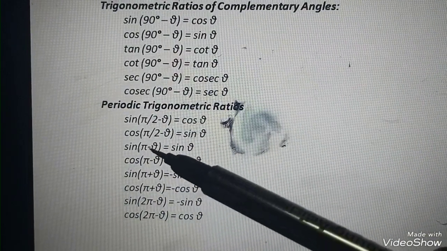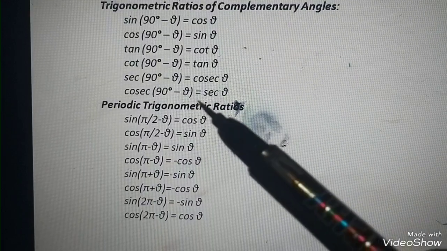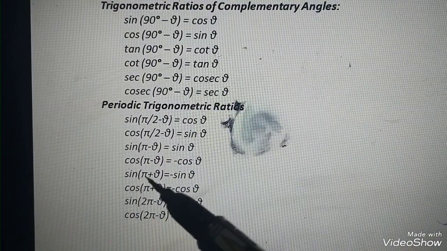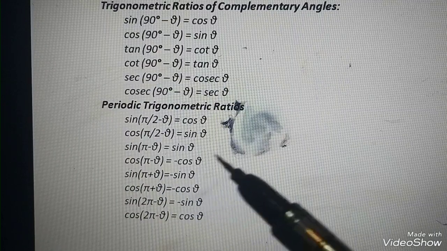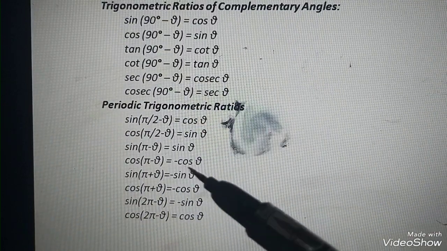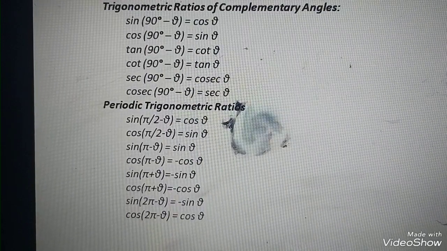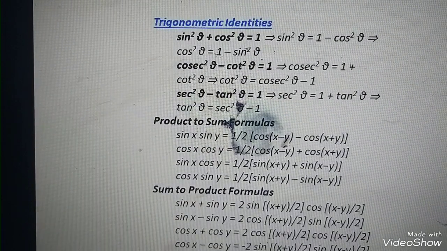See, sin(180 minus theta) is sin theta. Cos(180 minus theta) is minus cos theta. Sin(180 plus theta) is minus sin theta. So vice versa we have. These are all important formulas, so go through this video completely.